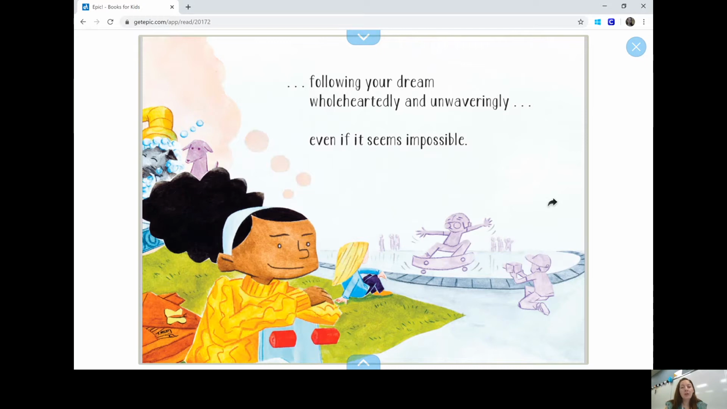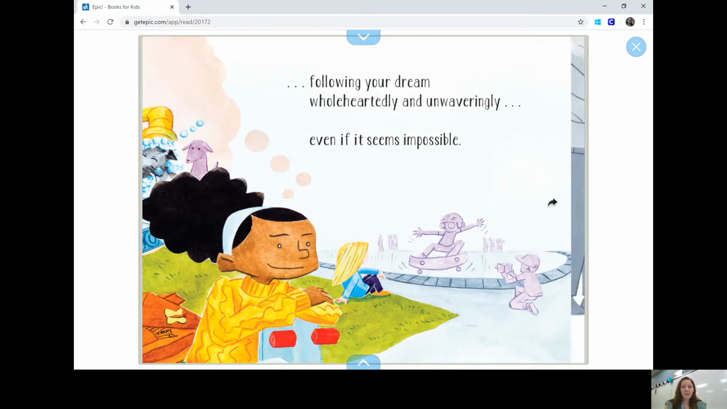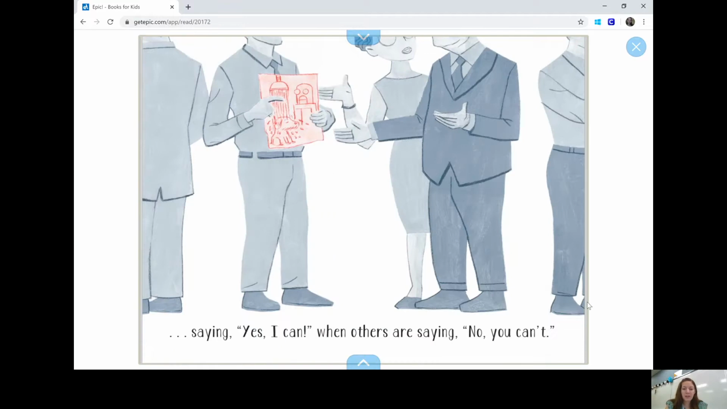Following your dream wholeheartedly and unwaveringly, even if it seems impossible. So even if you're thinking, I could not do this, still thinking like, well, how can I make this happen? Saying, yes, I can, when others are saying, no, you can't. So believing in yourself and not giving up. They have people promoting the dog washing idea.